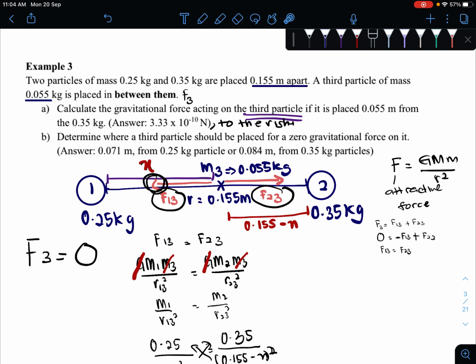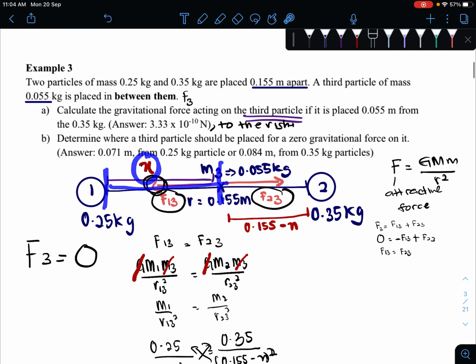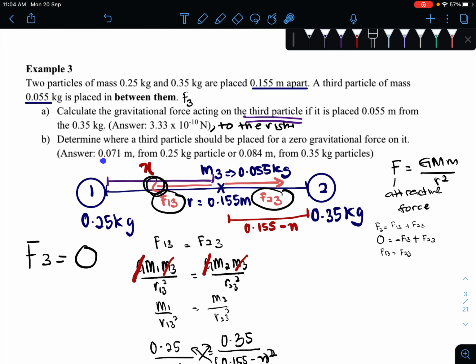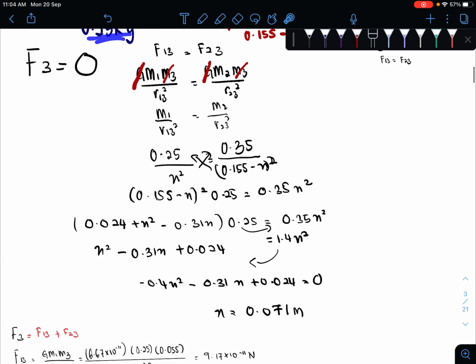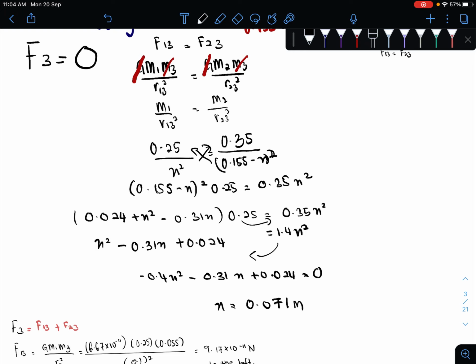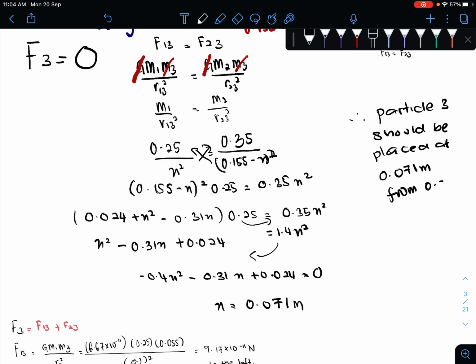So kalau kita kembali tengok balik dekat atas, 0.071 meter ni adalah nilai X ni, iaitu jarak daripada objek 1 ke objek 3. Alright. So kalau kamu tengok jawapan pun dia bagi 0.071 meter from 0.25 kg particle. So ini adalah objek satu kita, which is 0.25 kg particle. So you have to state clearly lah daripada mana nilai ini. So therefore particle 3 should be placed at 0.071 meter from 0.25 kg particle.